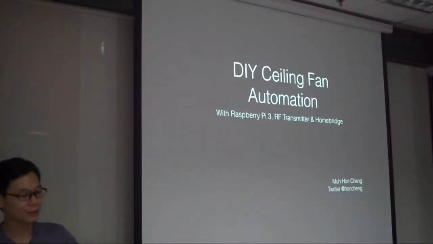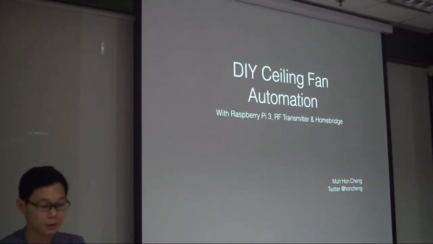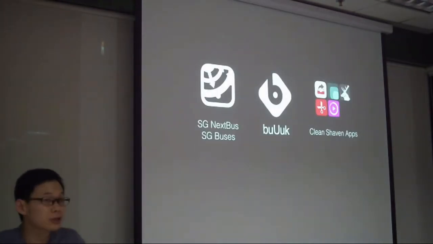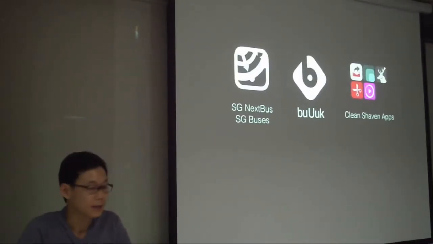So I would like to share how I learned to automate my home ceiling fan, to control it using HomeKit and Google Home. So first, a bit of introduction about myself. I'm not a hardware engineer. My background is in biology, but I'm an iOS developer.